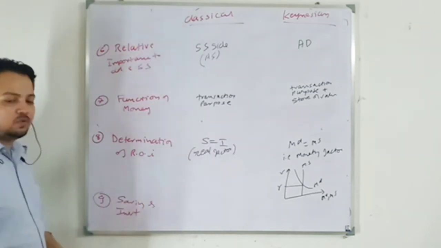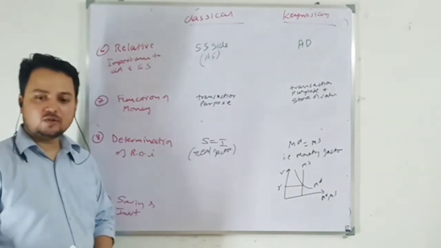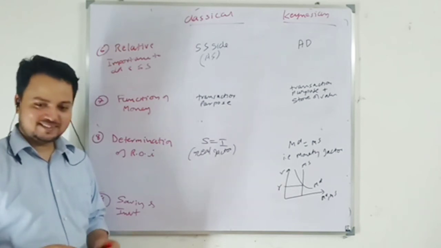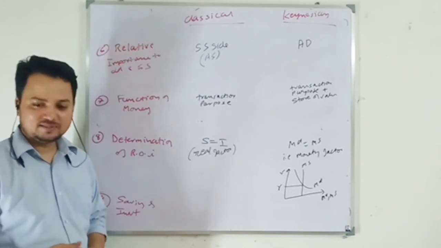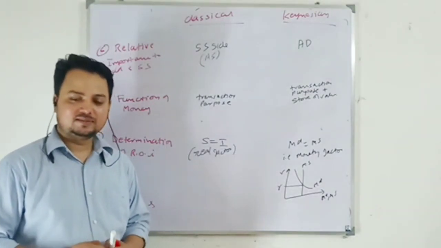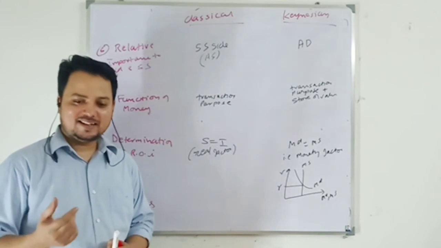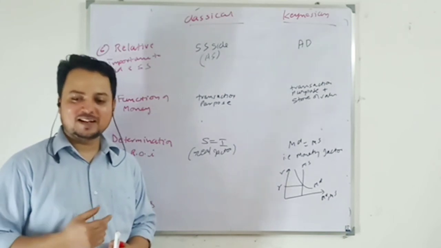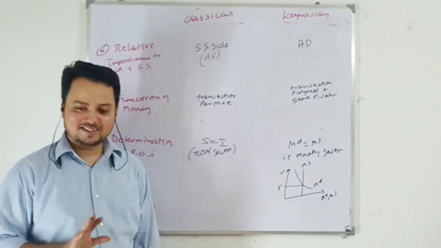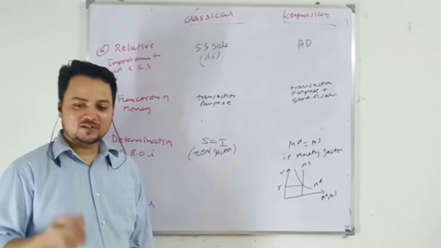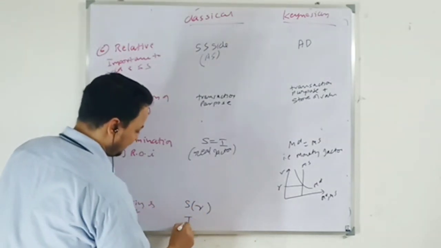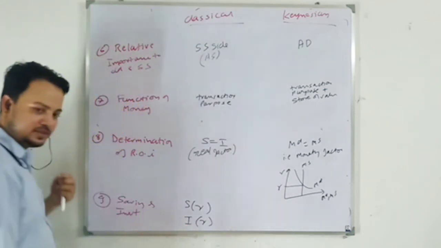In the classical model, saving is a function of what? Saving is a function of the rate of interest, right? What is the rate of interest? The rate of interest is a reward for abstinence from current consumption. You people should remember it. Investment is a function of the rate of interest. Saving is a function of the rate of interest, and investment is a function of the rate of interest.